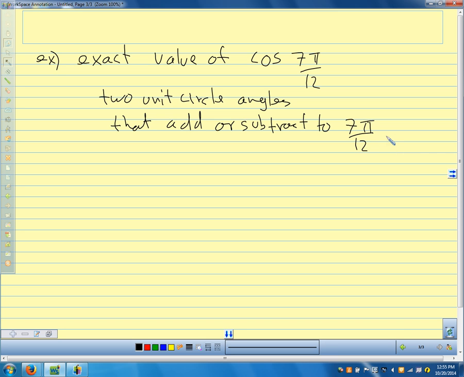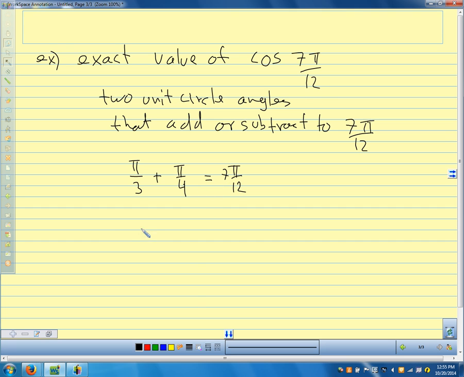We only have certain fractions on the unit circle, right? We have 2, 3, and 4. Pi over 2, pi over 3, pi over 4. So pi over 3 and pi over 4. So pi over 3 plus pi over 4 equals 7 pi over 12. Because to find my common denominator here, I multiply this by 4 over 4, and this by 3 over 3. So my common denominator is 12, and I add the 4 and the 3 to get the 7.